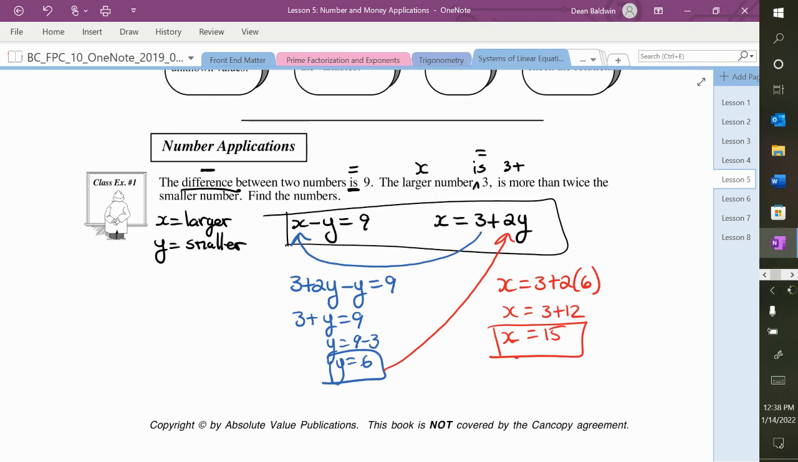Twice, the sentence will tell you. The hardest part is usually translating the words into an equation. Once you've got the equations, they're just like all the other stuff that we did earlier this week.